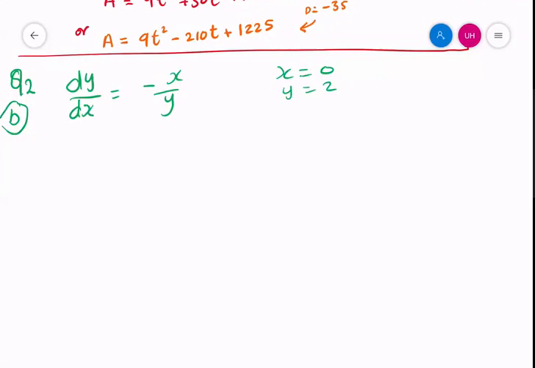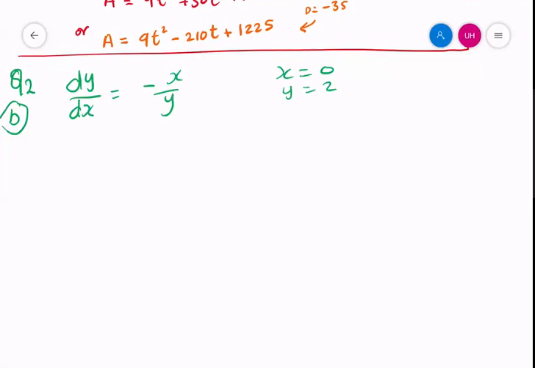So first thing to do is separate the x and the y's. So put the x on one side and the y's on the other side. So this is going to be dy over y.